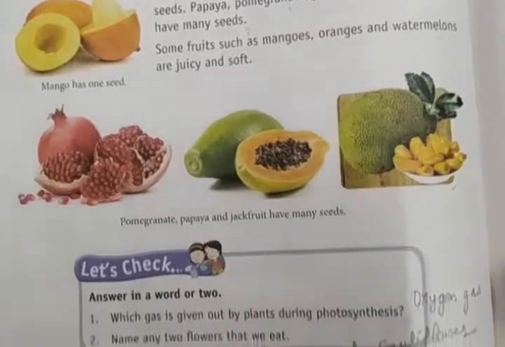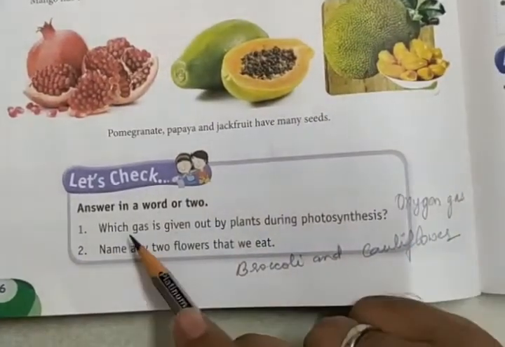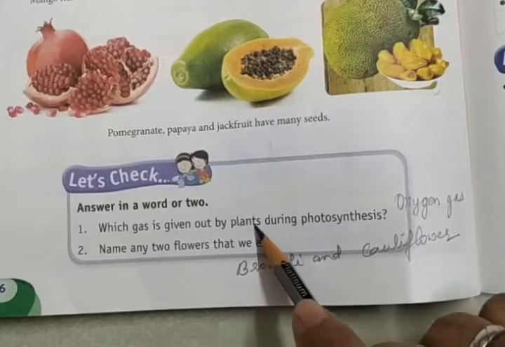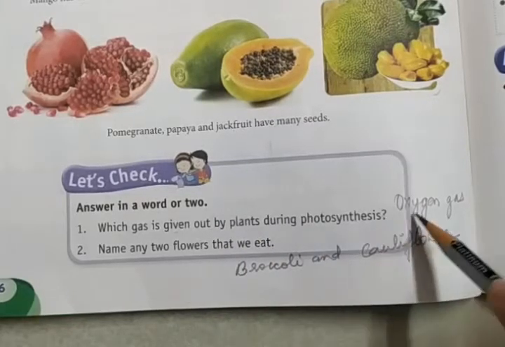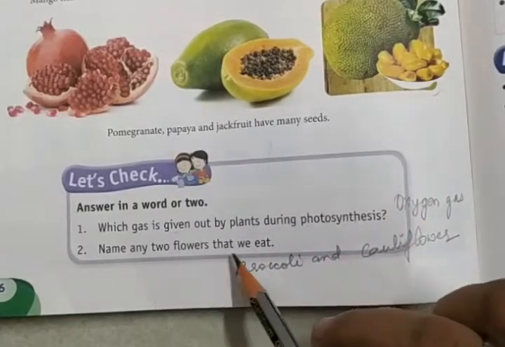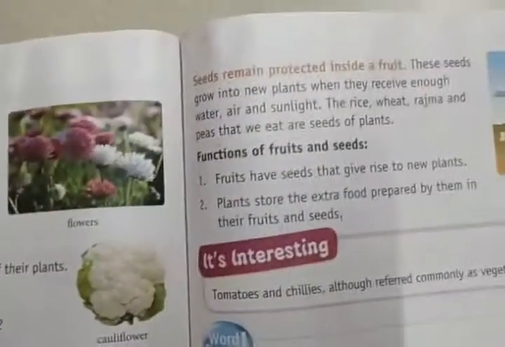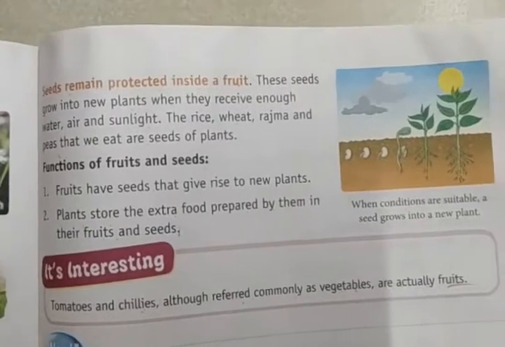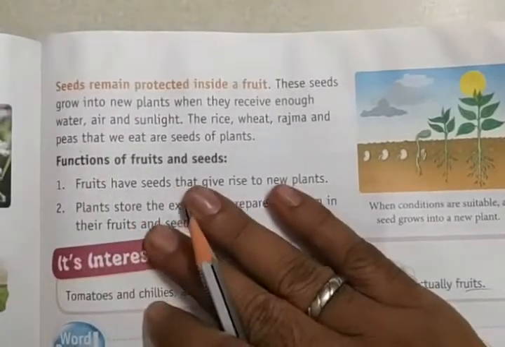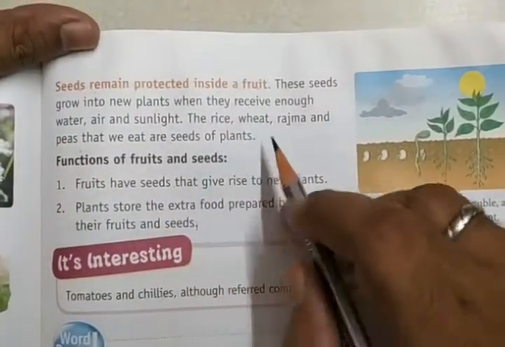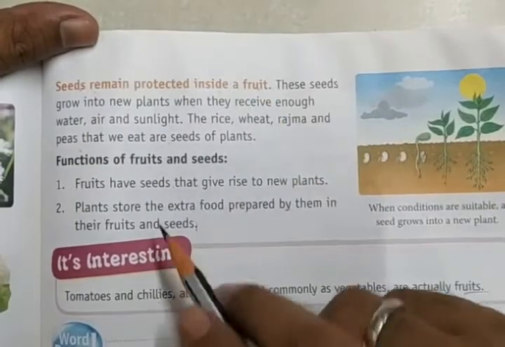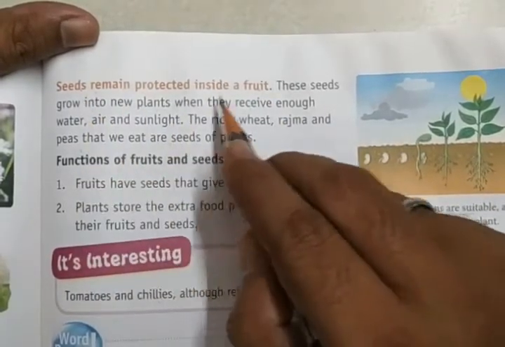Okay, let's check your understanding here. Which gas is given out by the plants during photosynthesis? Oxygen gas. Name any two flowers that we eat: broccoli and cauliflower. Right? So now we'll discuss: seeds remain protected inside a fruit.